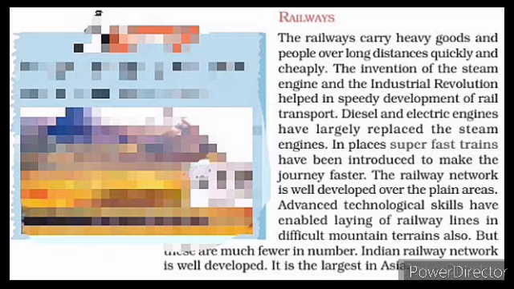The railways carry heavy goods and people over long distances quickly and cheaply. The invention of the steam engine and the industrial revolution helped in the speedy development of rail transport. Diesel and electric engines have largely replaced the steam engines. Superfast trains have been introduced to make the journey faster.